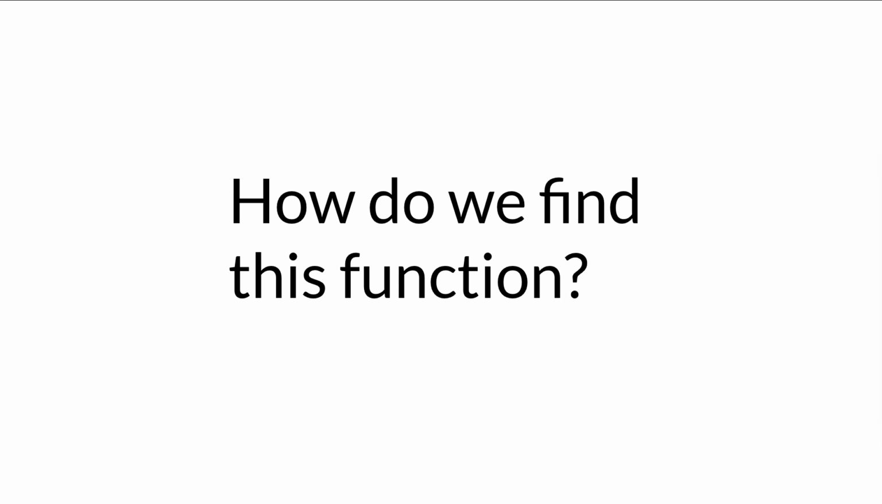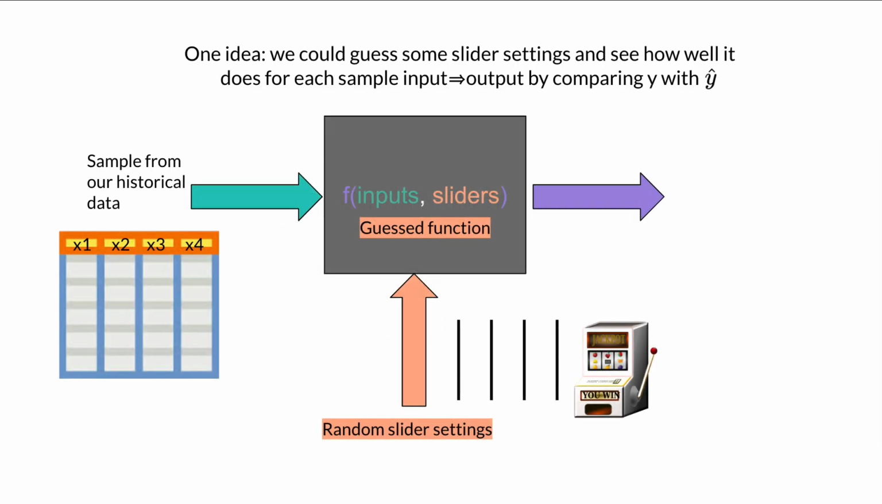So how do we find this function? Let's take a kind of naive idea: we could have a slot machine and randomly guess a whole bunch of slider settings to configure our function. We have a number of sliders, we won't say how many, but there have to be sufficiently many, as we said before, to accurately represent the hidden data. We're just going to guess them, and so now we have a guessed function. And then, of course, we can generate predictions.